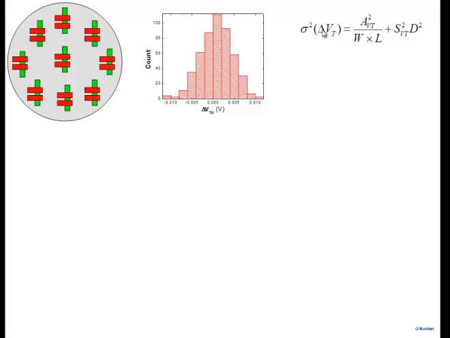So if your requirement is that your two transistors should be matched very, very well, what you should do is make their area large, large size transistors, and make the distance between the two transistors 0. Right? Right or wrong? Wrong? You can't make the distance 0? Why not? Why can't you make the distance between two transistors 0?